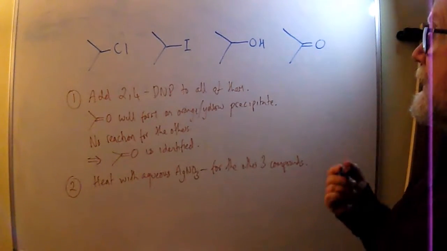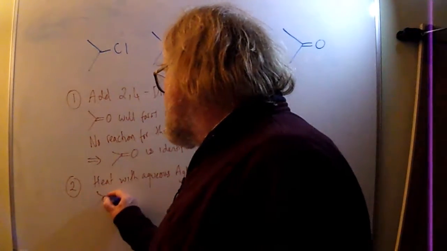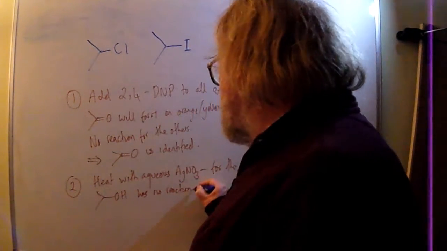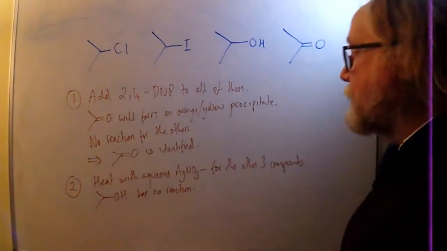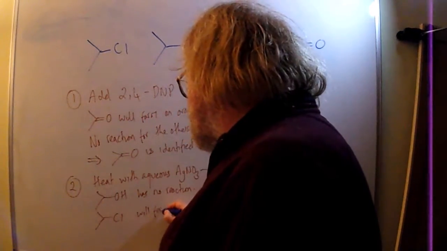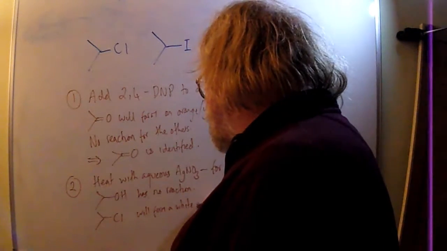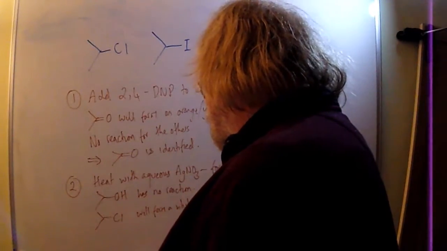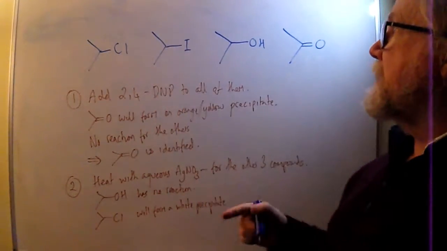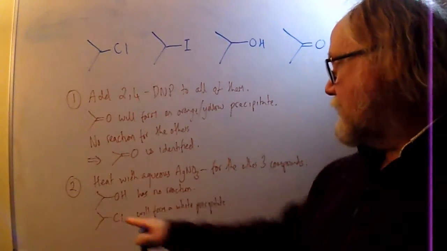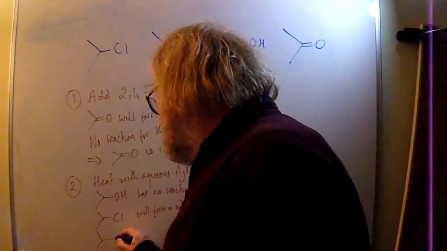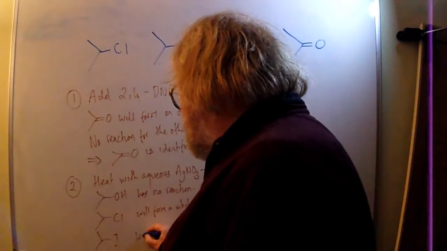And then the beauty of that is that they each behave differently. So you say that propan-2-ol has no reaction. Okay, it's just an alcohol, it has no reaction with silver nitrate or with water, so that's all you need for that one. 2-chloropropane will form a white precipitate. You don't have to explain why that happens in this kind of question, but obviously in another kind of question you might have to be able to explain it, so make sure you know, as I say, that it's the hydrolysis reaction. OH goes in, chloride comes out, and the chloride then precipitates with the silver ions to form white silver chloride, and 2-iodopropane will form a yellow precipitate.